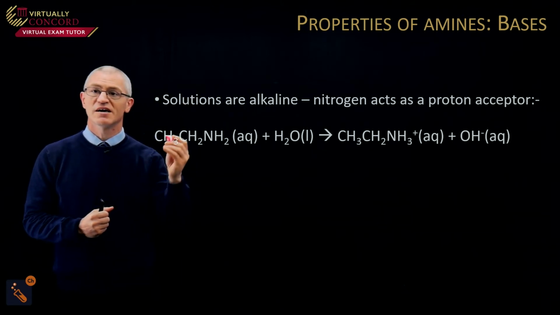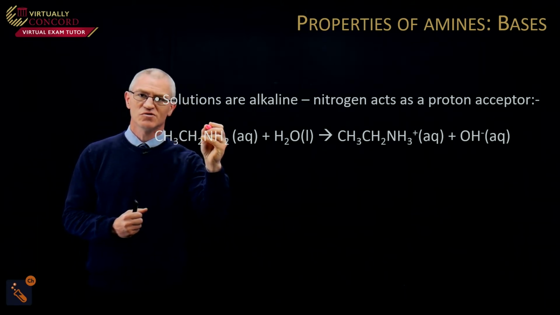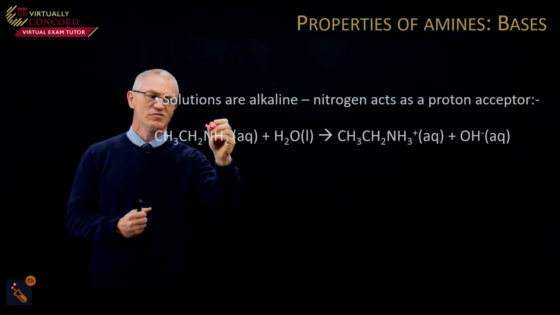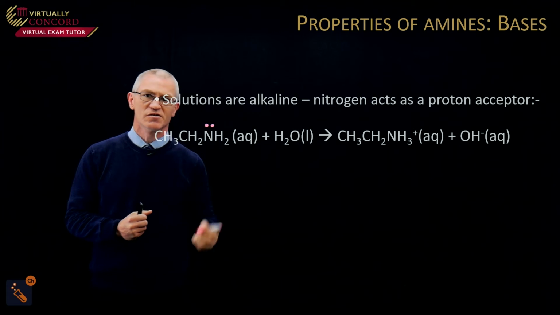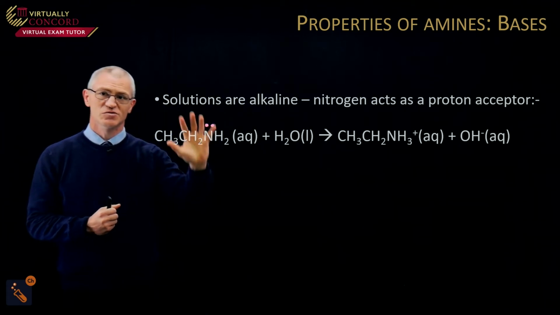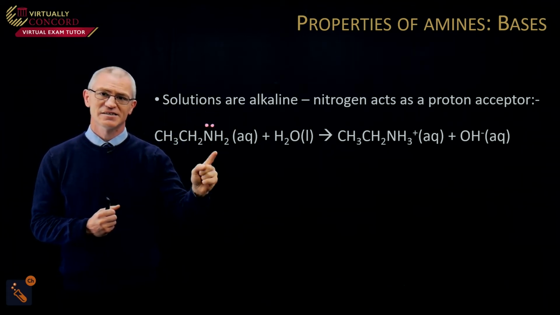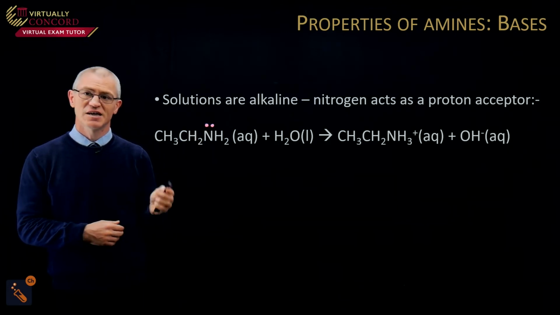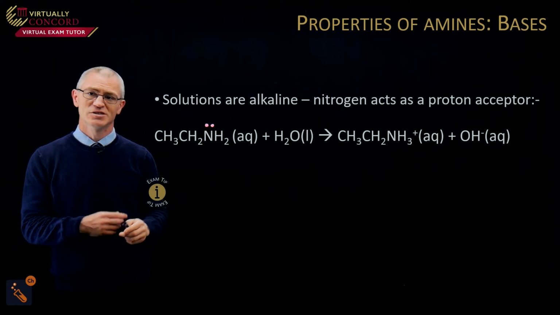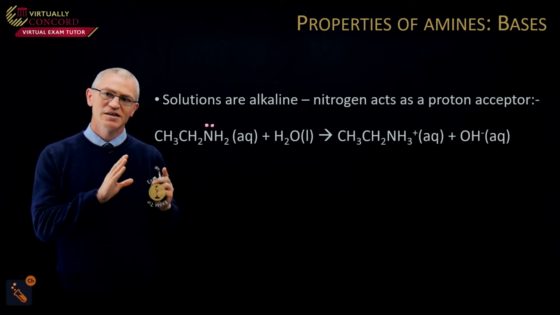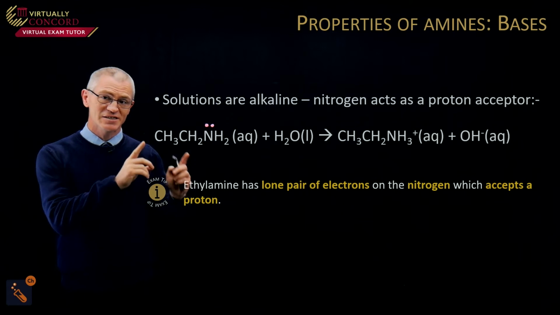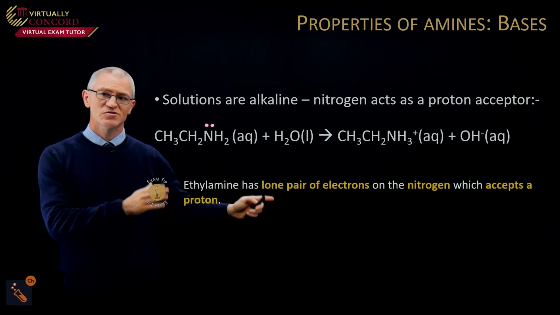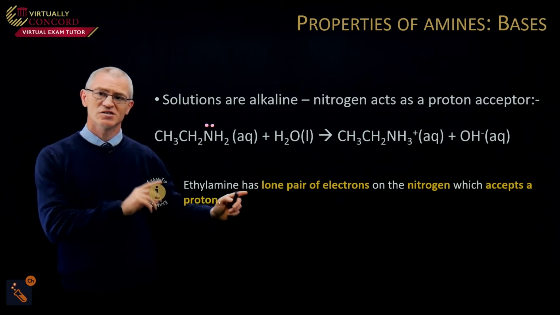But why does it do that, and what about the exam question? What's really important is this pair of electrons. You've got a lone pair of electrons on the nitrogen, that accepts the proton. Now that leads into our exam answer and our exam tip. The exam tip is the ethylamine. In this case it could be any amine, but ethylamine has a lone pair of electrons, and we've highlighted that here on the nitrogen, which accepts a proton.